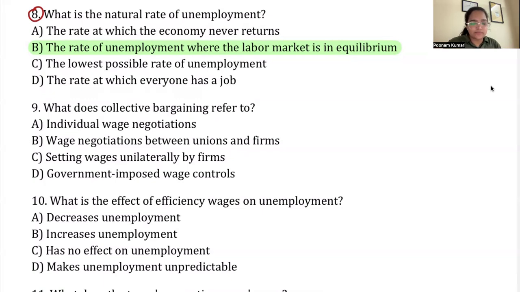Fine. So it's neither imposed by government, nor unilaterally decided by firms, nor individual wage negotiations between union and firms.